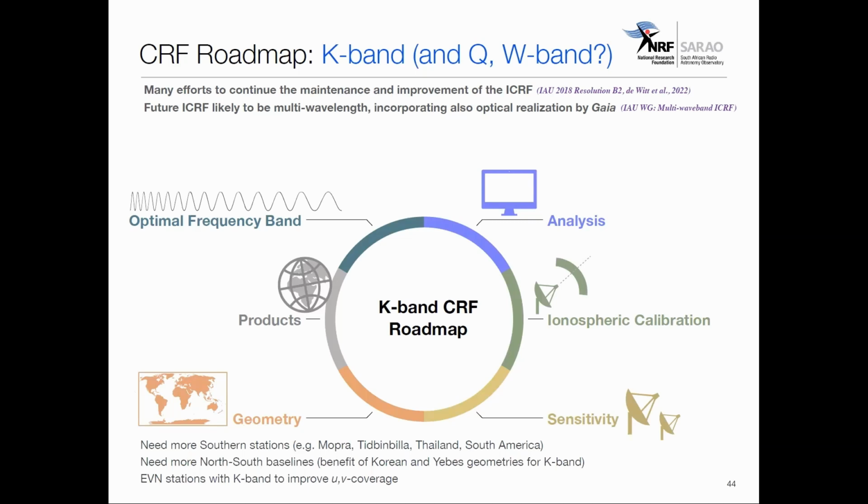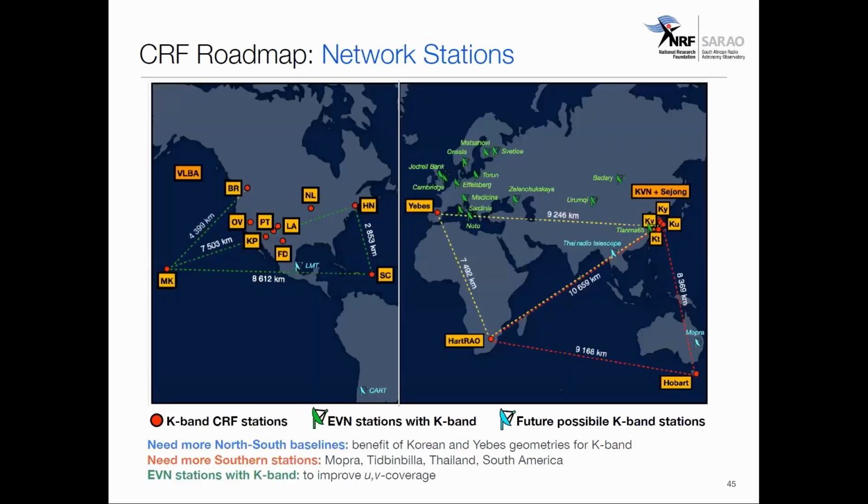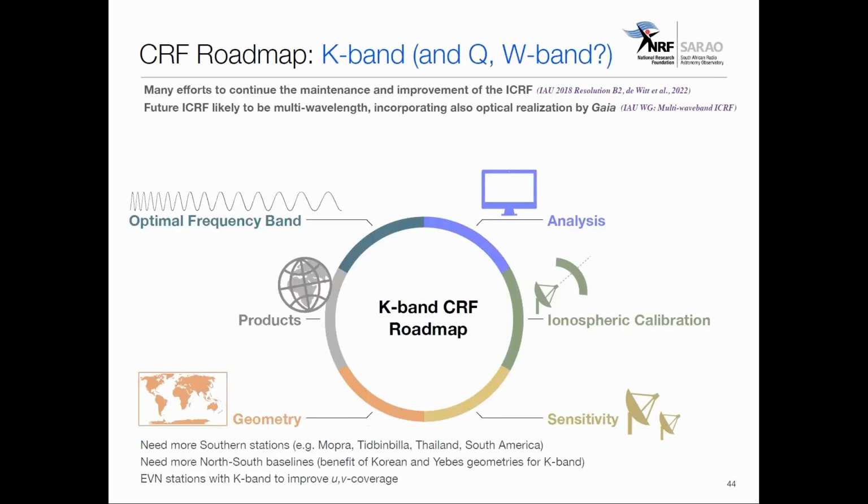In terms of geometry, we need more southern stations. And I also talked about more north-south baselines. Again, looking at the map that I showed before, like I said, we need more north-south baselines. We're already seeing the benefit of Korean and Yebes geometries for K-band. We definitely need more southern stations. I have MOPRA on here, but recently we started observations, including MOPRA also in K-band observations. There's a promise of a Thai radio telescope. I talked about the LMT in Mexico, maybe having a K-band receiver on there. There's also a radio telescope in South America that we're hoping can be used for these purposes. And then there are many of the EVN European VLBI network stations with K-band, and this will definitely help to improve UV coverage. So we're also looking at including some of those stations for future work.